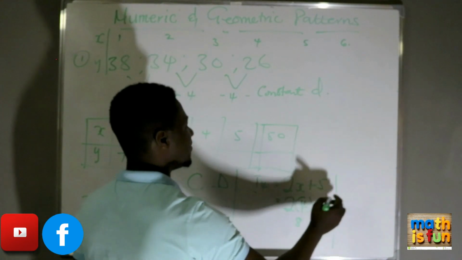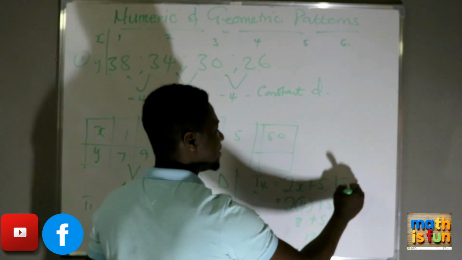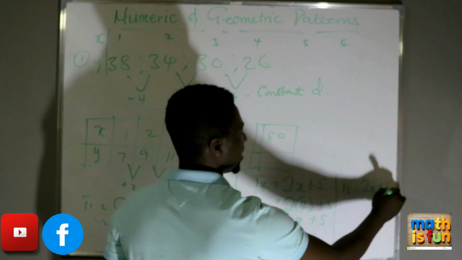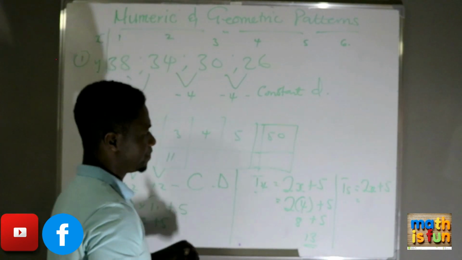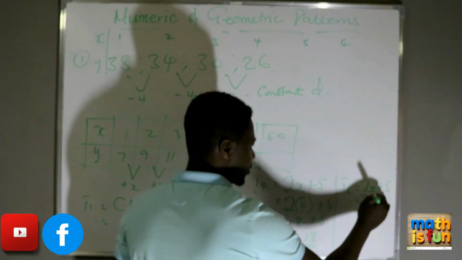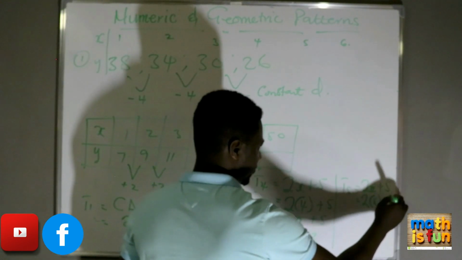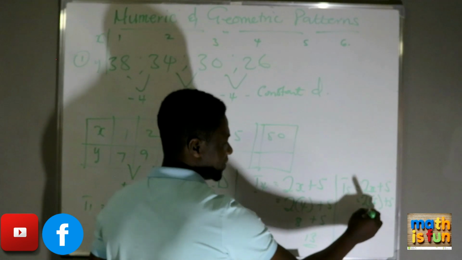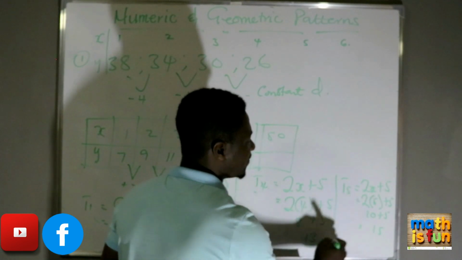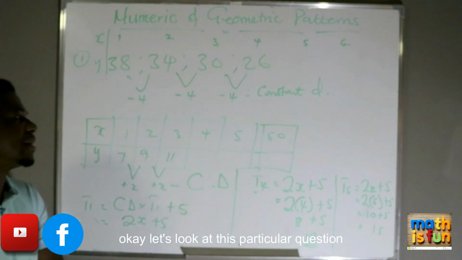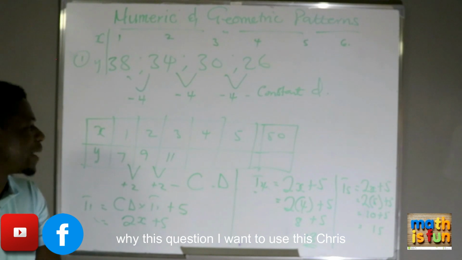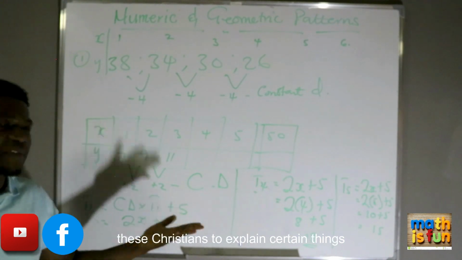Okay, so term 5, the same thing, I state my rule. T5 is equal to 2x plus 5. Okay, x here is 5. Okay, so I have 2 into bracket 5 plus 5. 2 times 5 gives me 10 plus 5, which will give me 15. So that means that for term 5 also my output is going to be 15.